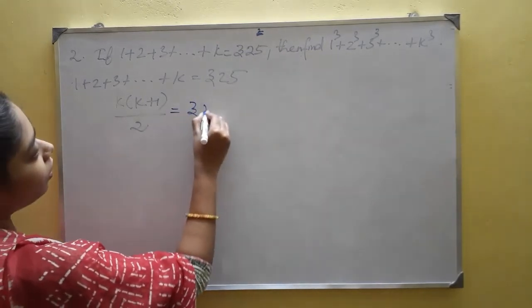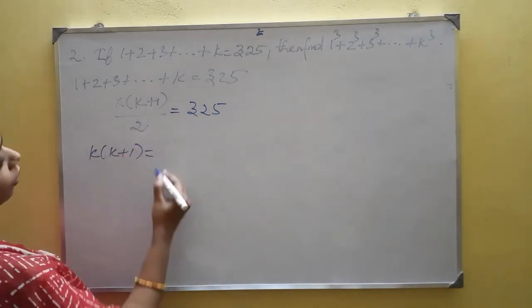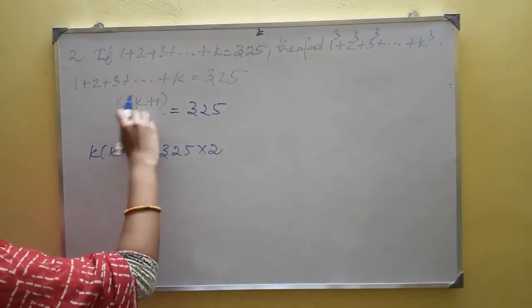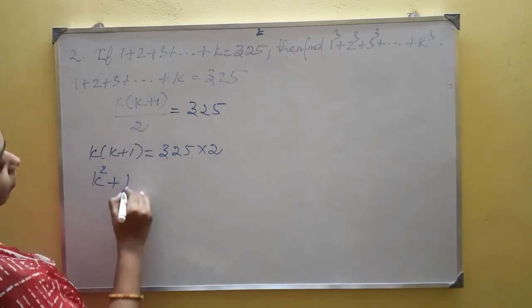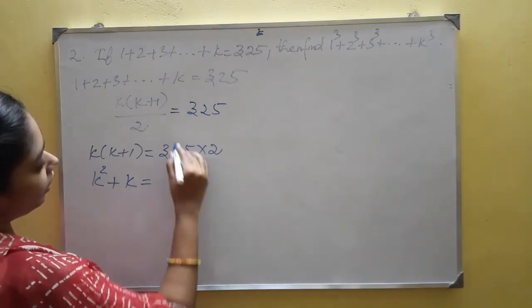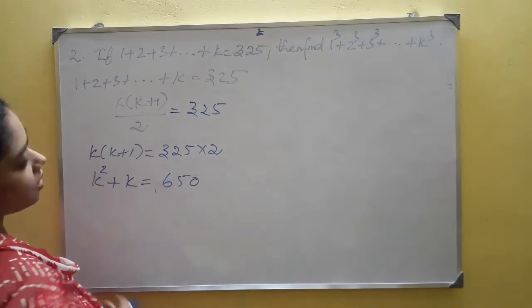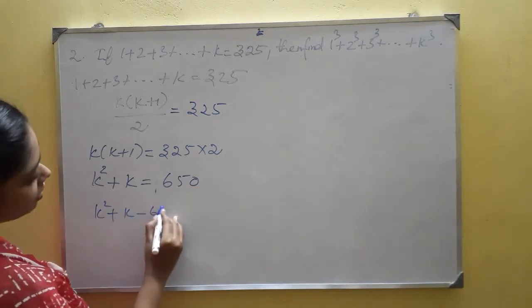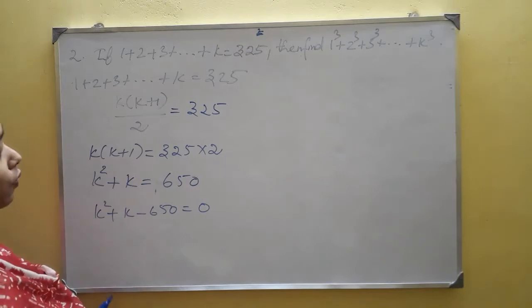Equal to 325. Now again k into k plus 1 equal to 325 into 2. Taking this denominator portion, crossing the equal to sign, you will get multiplied. So 2 5s are 10, 2 2s are 4 plus 1 5, and this is 6. Now k square plus k minus 650 equal to 0. This is the quadratic equation. You will get two solutions for this.